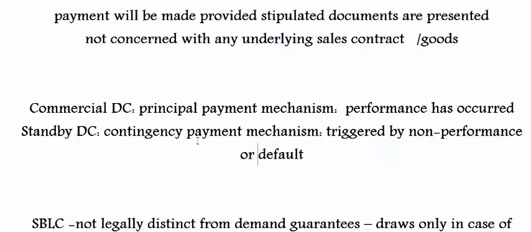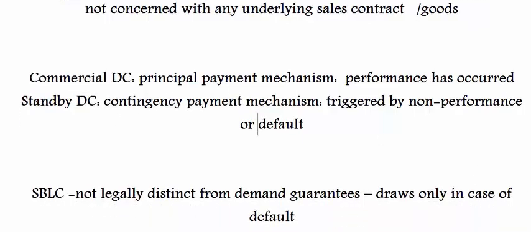What's a standby DC? A standby DC is a contingent payment mechanism, not principal but contingent, when it is triggered by non-performance or default. How does it happen? The beneficiary of the standby letter of credit will claim under the standby LC when he does not receive the payment. In other words, the beneficiary of the standby is expecting the applicant of the standby to effect payment. The applicant of the standby may also be an importer, but it's not compulsory. It may be for so many other situations also. If the applicant of the standby LC does not perform, then the beneficiary will claim under the standby letter of credit.